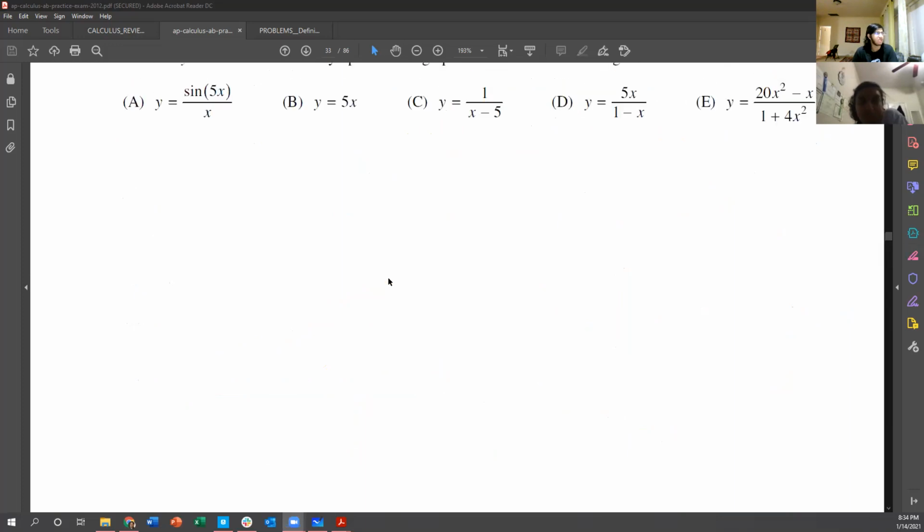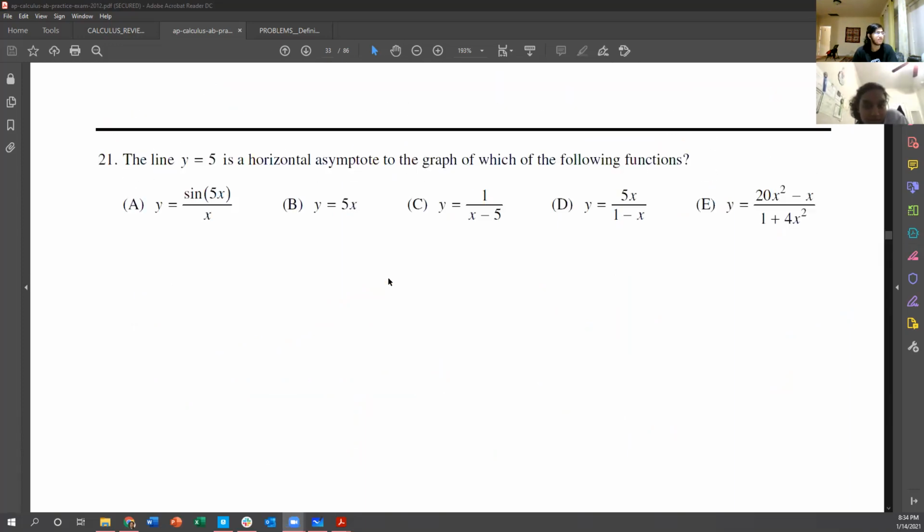Almost done. Also, which test is this? This is from 2012, I believe. This one is available publicly, so if you just search it up on Google, you should be able to find it.